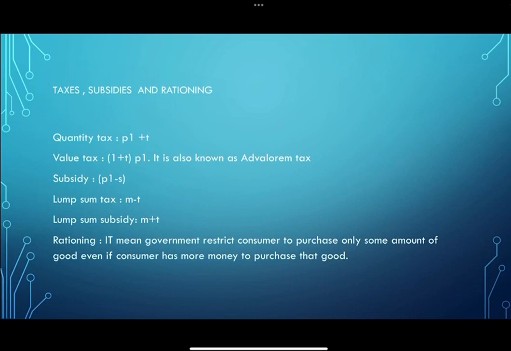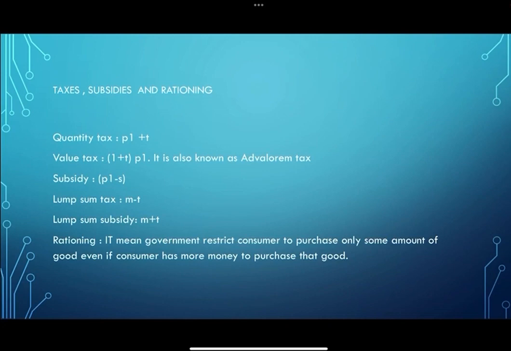That is quantity tax. So the budget line will change as follows: if quantity tax is imposed on good 1, then the budget line equation will be (P1 plus T) x1 plus P2 x2 is equal to M. Or it can also be written as P1 x1 plus T x1 plus P2 x2 is equal to M.